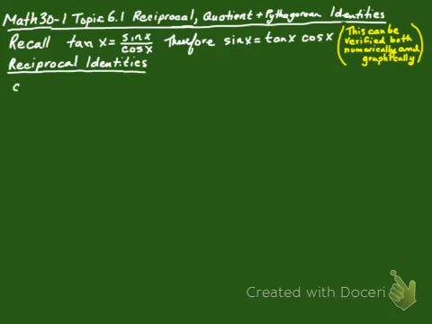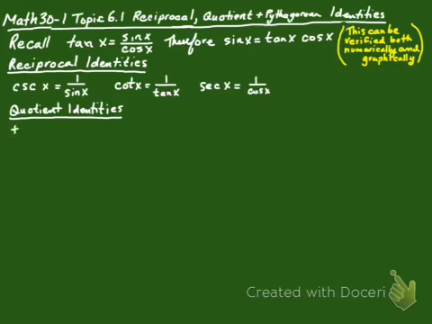The reciprocal identities tell us that cosecant of x is 1 over the sine of x, cotangent of x is 1 over tangent of x, and secant of x is 1 over cosine of x. The quotient identities: tangent of x, as you already know, is sine over cosine. Cotangent then would be the reciprocal of that, which is cosine over sine.